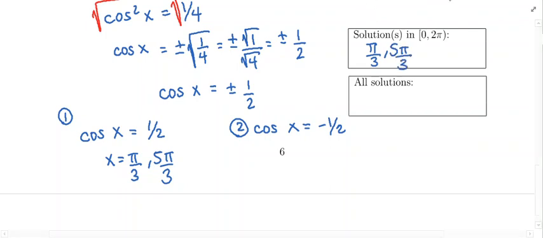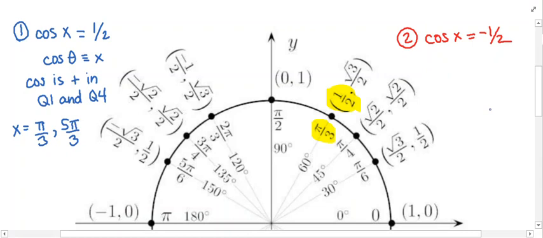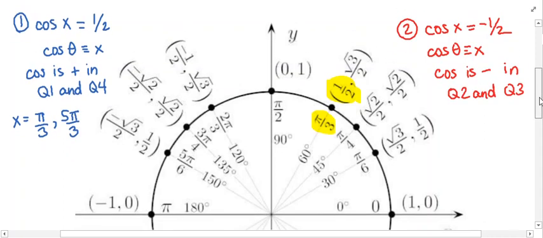Okay, and then if I return to my unit circle so that I can figure out this other equation in red. Okay, so again, we're dealing with a cosine. We know that the cosine is the x-coordinate. Okay, and now we have a negative cosine value. Okay, so cosine is negative in quadrants 2 and 3. And so we just need to scan the circle for an angle whose x-coordinate is negative 1/2.